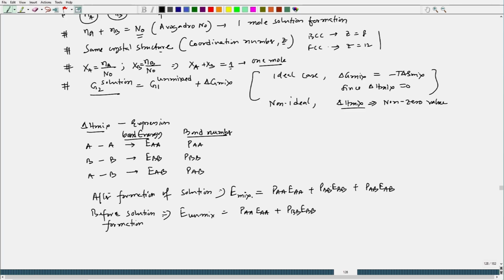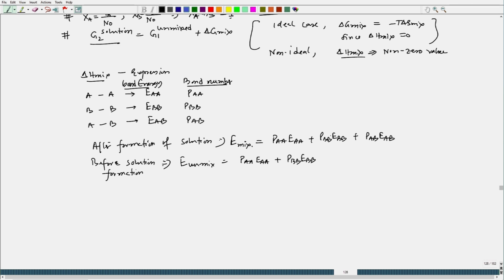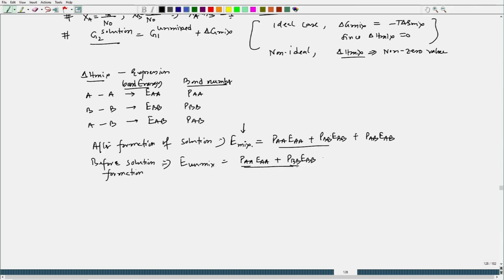Now, let us find out what would be the PAA and PBB. And remember, these numbers would be different. This number and this number are not the same, because in this case some of the lattice points of A type, let us say I am mixing B into A, some of the A sites are replaced by B type. So, the number of bonds of AA type would change, and there would be BB type bonds as well as AB type bonds. So, these two cases are not the same.